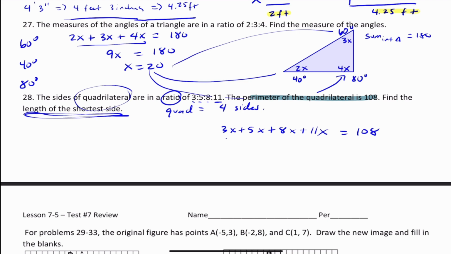So, combining the like terms, I get 27x equals 108. So, x is 4. And I'm going to assume that 3x is my shortest side because it's the smallest quantity in this ratio here. So 3 times 4 is 12. That's your answer.